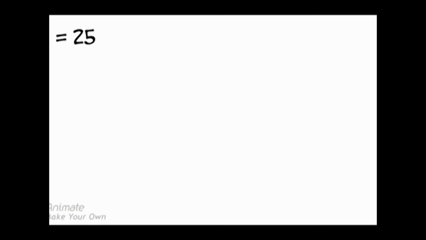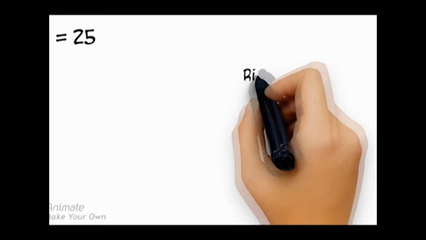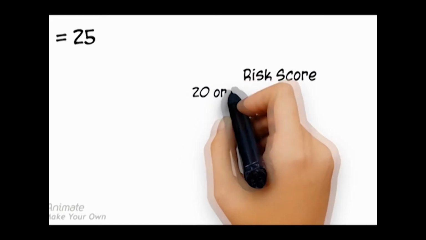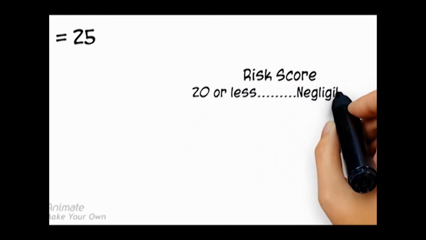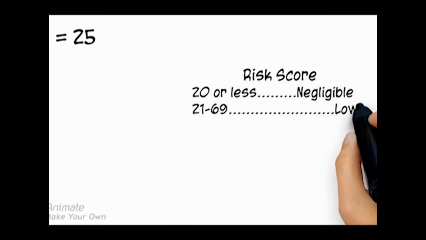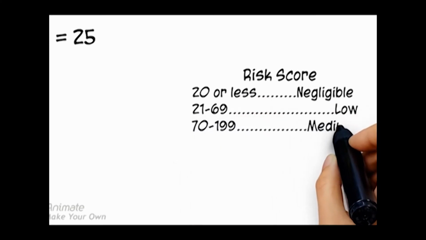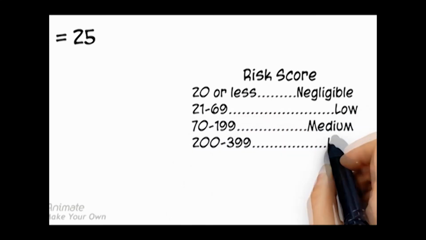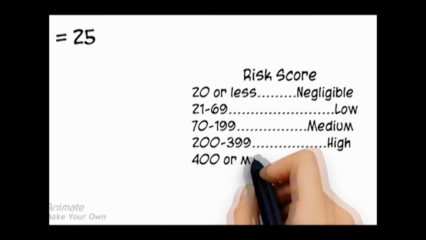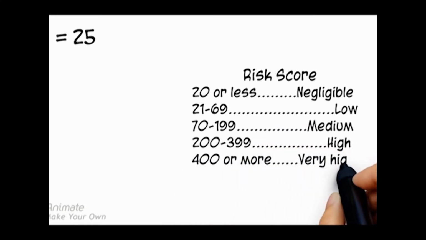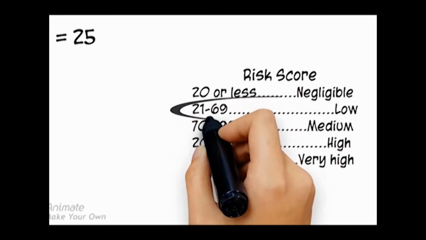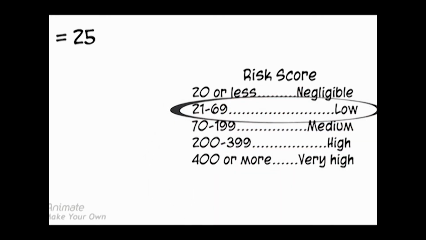Once we have a numeric value for this risk score, we need to assign a level of risk according to the following scale. A risk score of less than 20 points is negligible, 21 to 69 is low, 70 to 199 is medium, 200 to 399 is high, and anything greater than 400 is very high. Because we have determined the risk associated with this particular task is low, there is no need to implement any further controls.